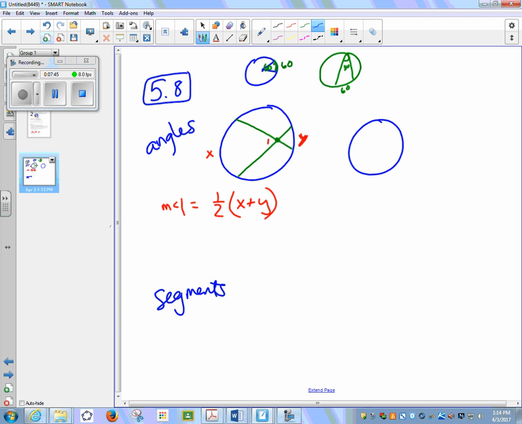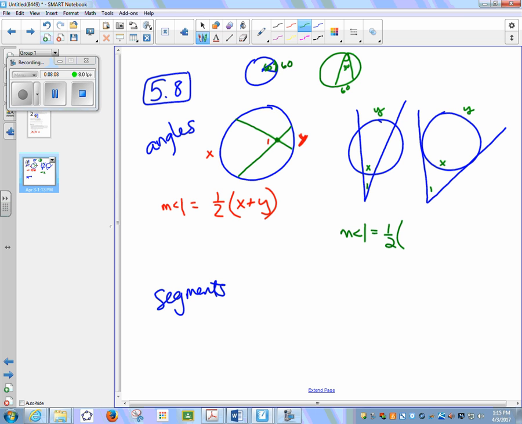Then you have scenarios where the vertex can be outside of the circle, like that, or like that, or one of each. In every case, the measure of angle 1 is equal to the difference of the 2 arcs. So when it's inside, it's adding. When the vertex is outside the circle, it's subtraction. Don't forget that when it's 2 tangents like this, if you call this x, this one could be called 360 minus x, because it takes up the whole circle.